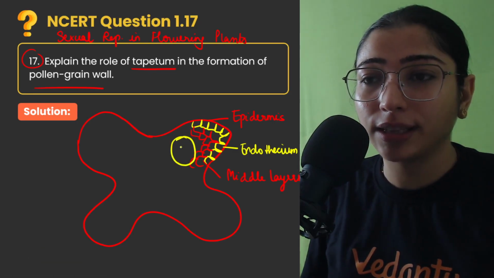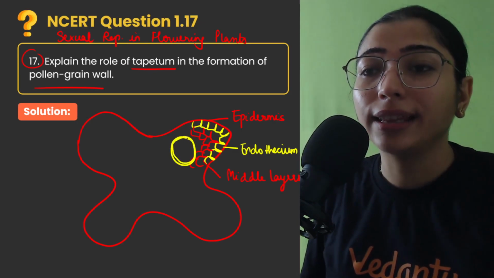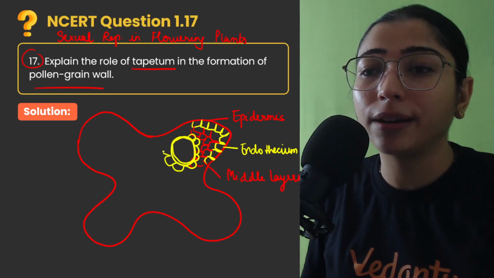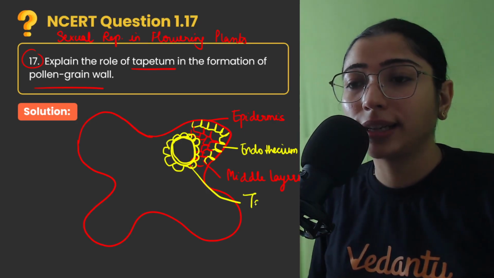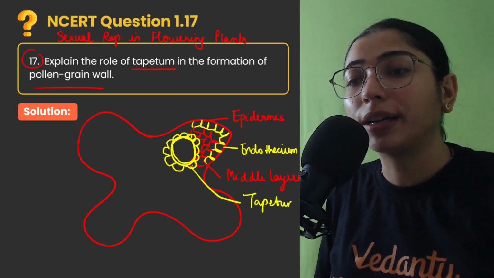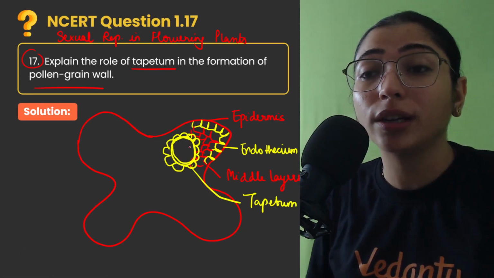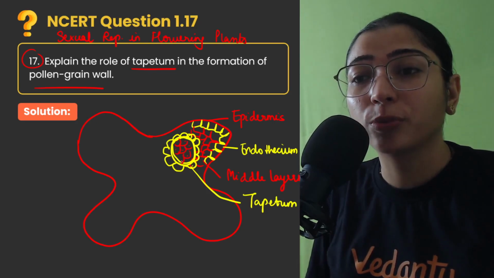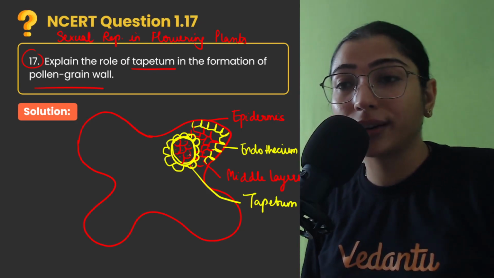So if this is the microsporangia, then this is the layer of tapetum that is just surrounding the microsporangia. So this is tapetum, right? So this tapetum is actually helping in the formation of pollen grains. You know that pollen grains are going to develop inside this microsporangia. Microspores will be formed and eventually the formation of mature pollen grains will take place.